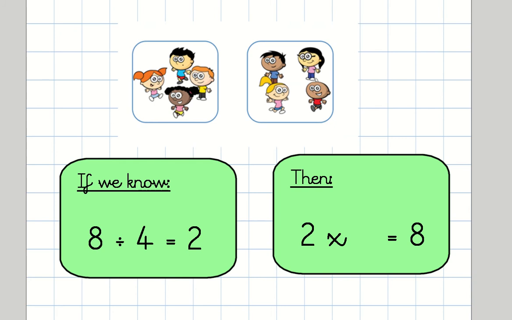So what we want to think about is, if we know that 8 divided by 4 is 2, then what do we times 2 by to get 8? So we know that 8 divided by 4 is 2. Therefore 2 times by 4 equals 8. 2 lots of 4 equal 8. Okay, so this is showing you that division and multiplication come hand in hand.